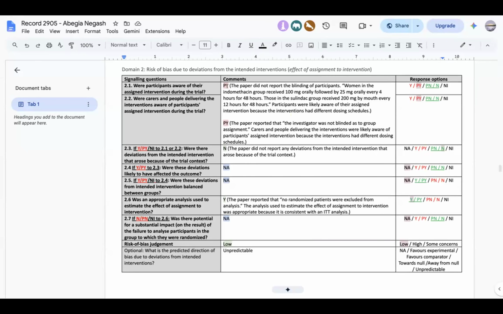Okay, so for 2.1 and 2.2, are we going with NI? Yes. Okay. 2.3, were there deviations from the intended intervention that arose because of the trial context? What did you say for 2.3? I said NI again for 2.3 as well. Okay. I said probably no.